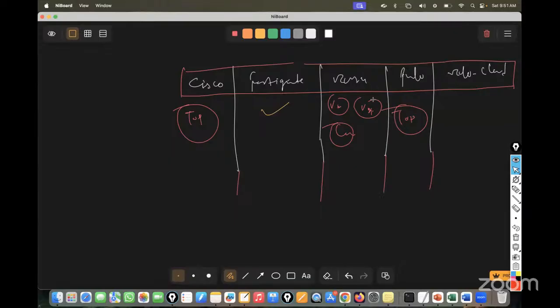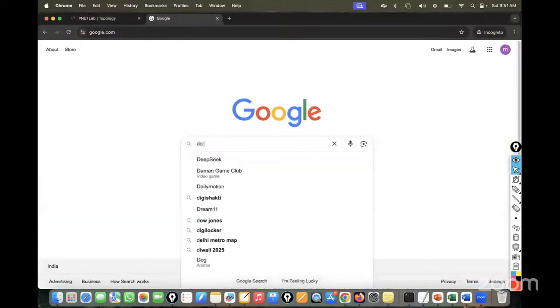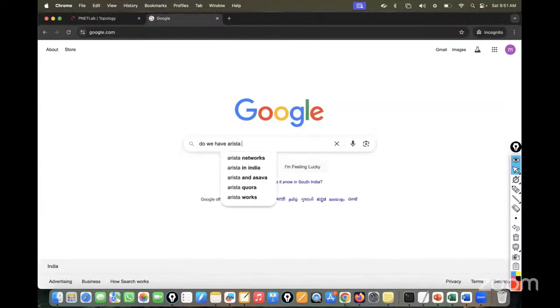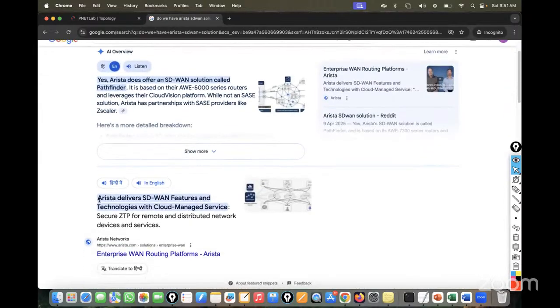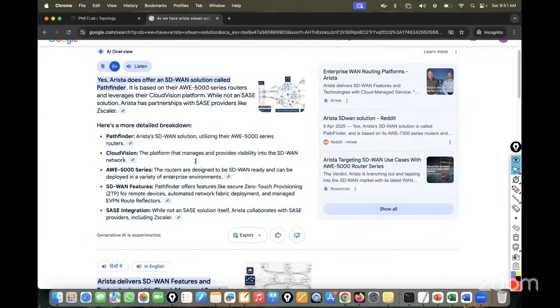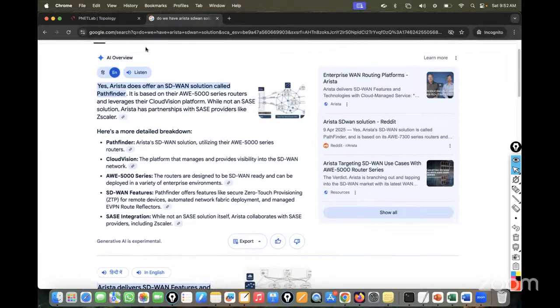Yes, I need to check whether Arista has SD-WAN, because I'm not familiar with Arista, but let me check. Yes, they have the CloudVision portal and SD-WAN. Arista delivers SD-WAN features as cloud managed services, and offers an SD-WAN solution called Pathfinder. I have not worked on it. The names are going to be different. They have SD-WAN features, SASE integration, and the AWE 5000 series might be their edge routers. I'm not sure, but I would have to read through the solutions.